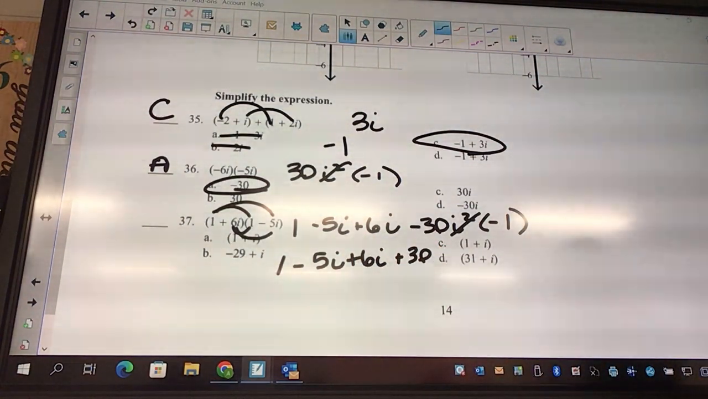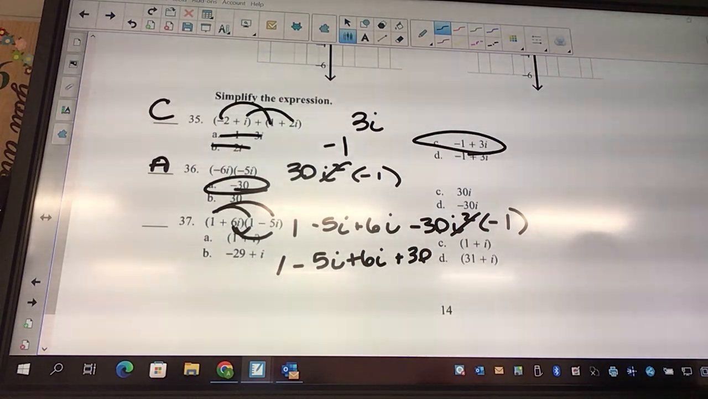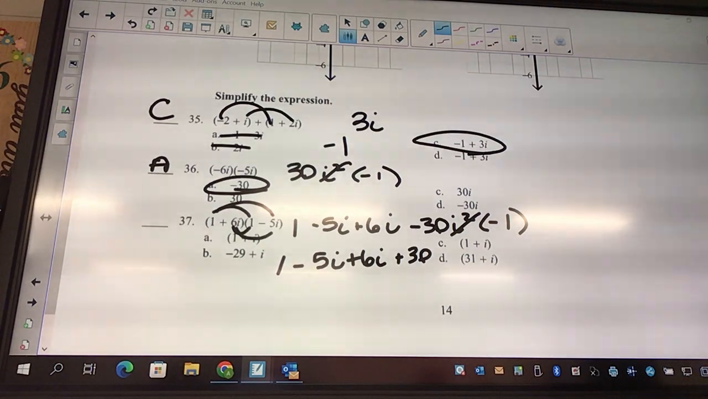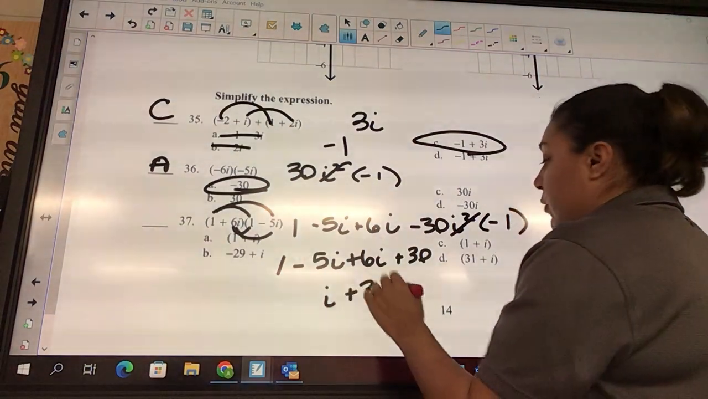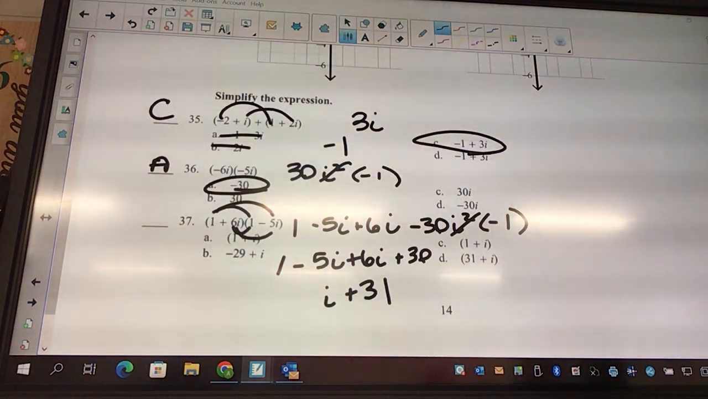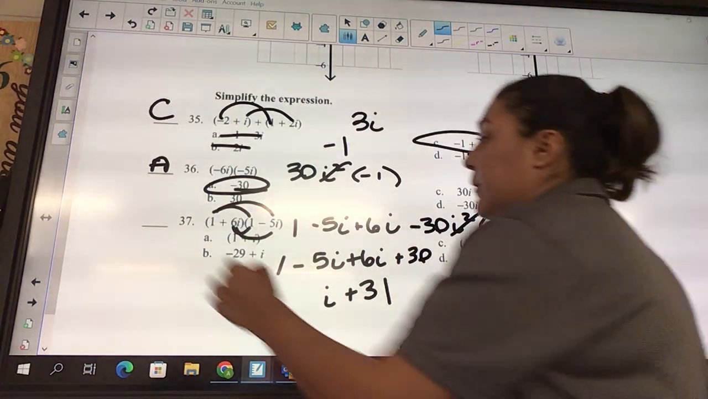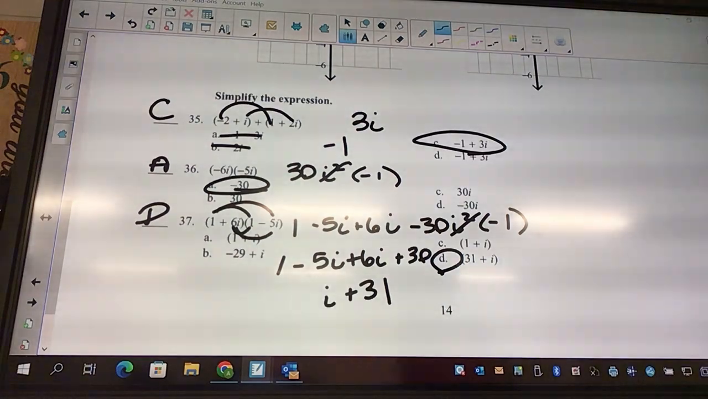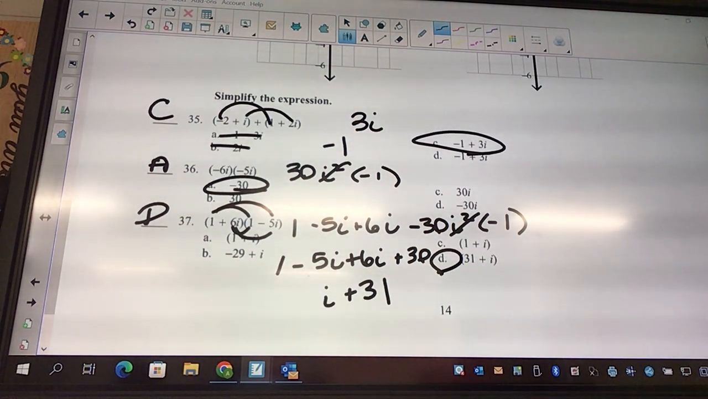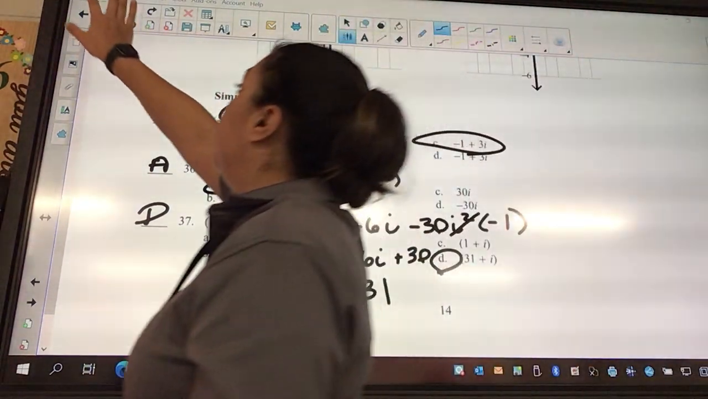Okay, now what? Combine what? -5 plus 6 is what? 1i. And then we can combine the 30 and the 1 to give me 31. Which answer choice is that? D. We're almost done.